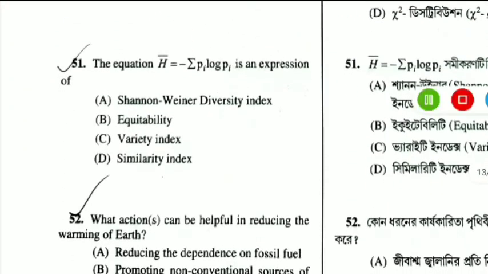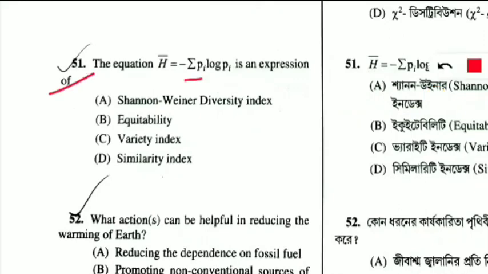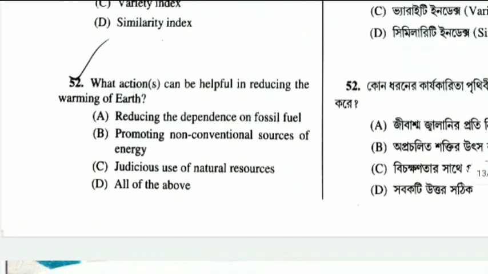Here an equation is given. The equation H bar is equal to minus sigma pi log pi is an expression of what kind of index? So this is also a very very frequently asked question, and here the correct option will be option number A, Shannon-Wiener diversity index. To calculate the diversity, this is the equation, and it is also known simply as Shannon's index. Let's move to the next question, question 52.